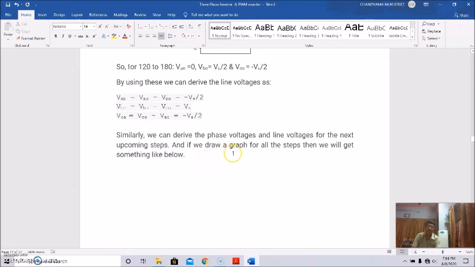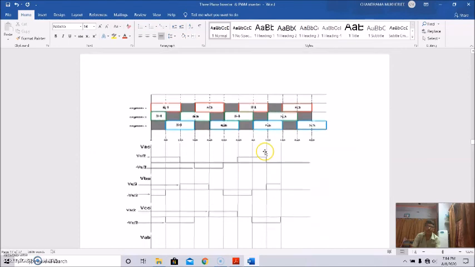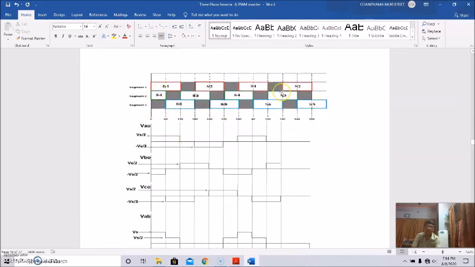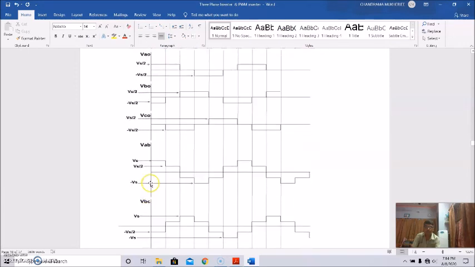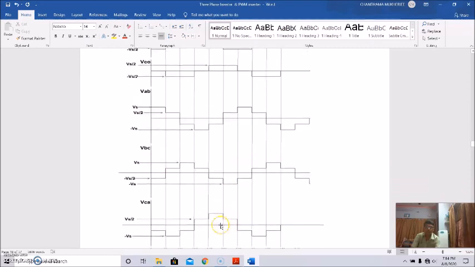And if we draw the graph for all the steps, then we will get something like below. So this is the sequence of operations. These are the phase voltages, VAO, VBO, and VCO, and these are the line voltages, VAB, VBC, and VCA.